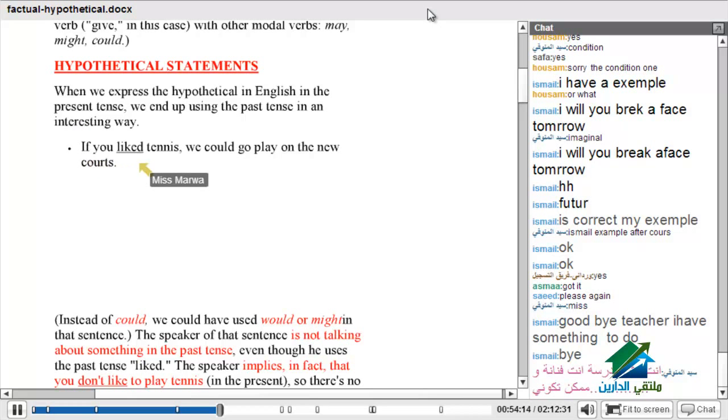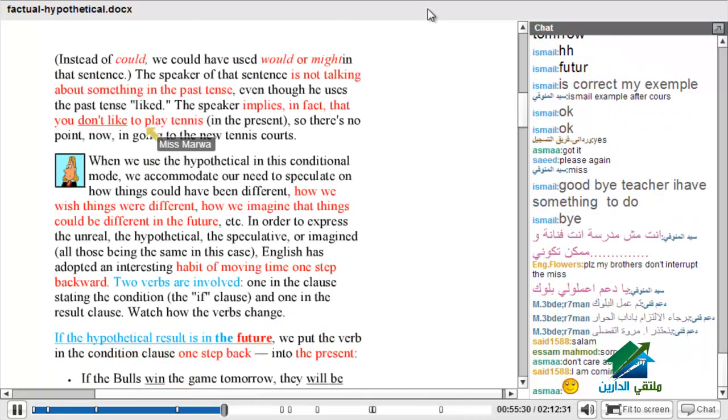يبقى ال conditional if هعمل فيها ايه؟ هرجع step لورا. دايما وانا بستخدم ال conditional if برجع step back. You are speaking about present يبقى استخدم ال past مع conditional if. It's okay? Okay.